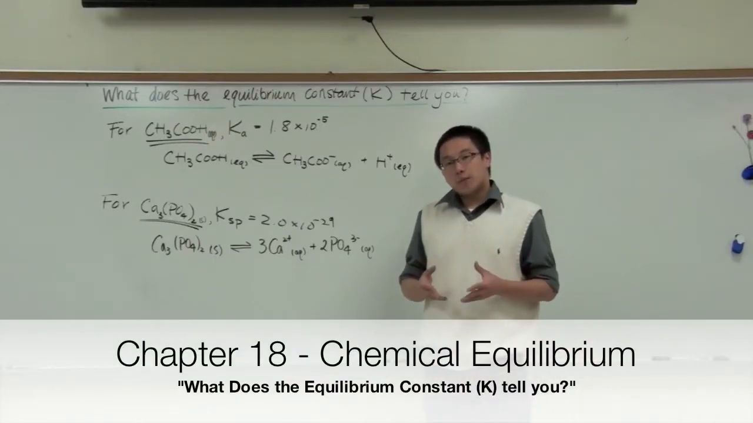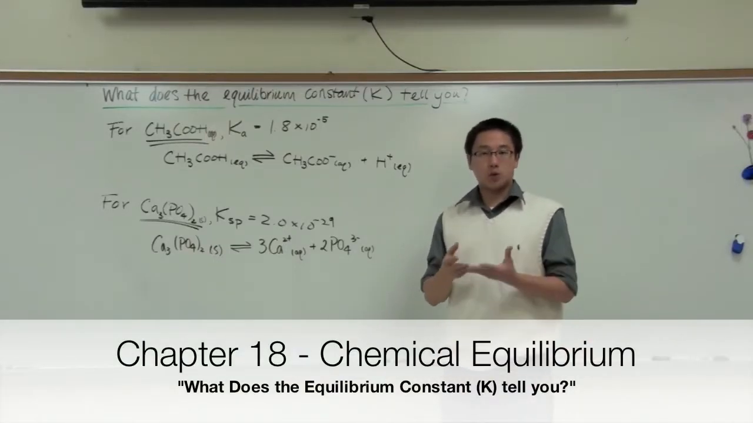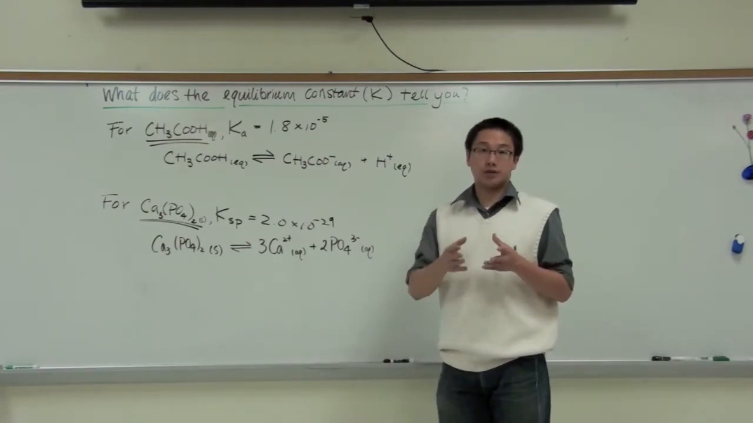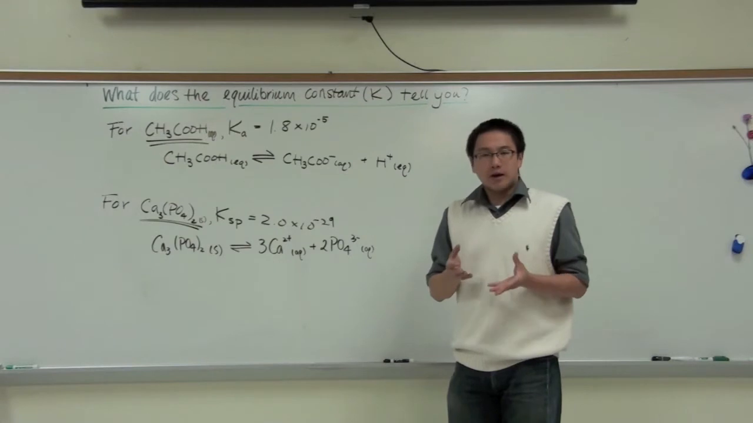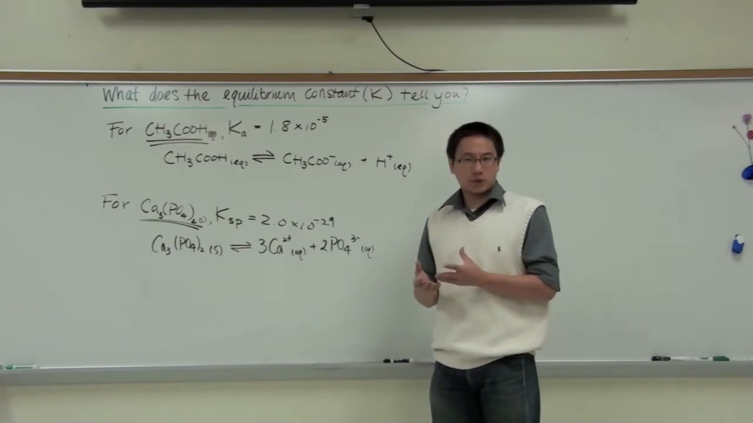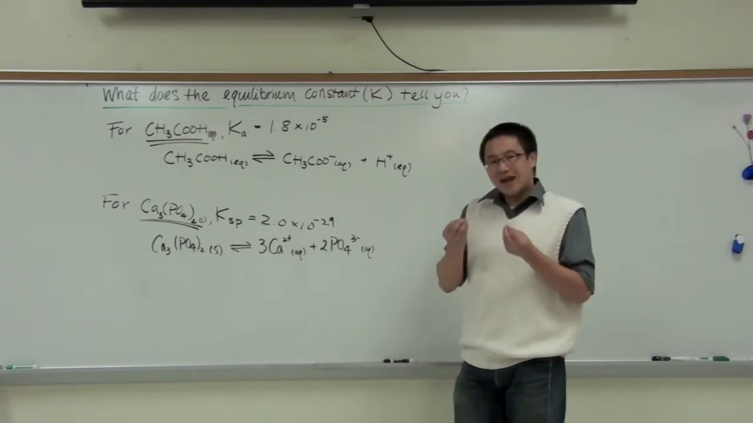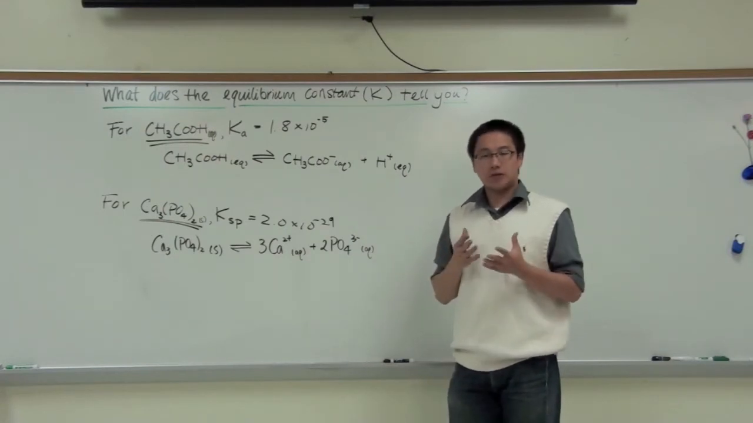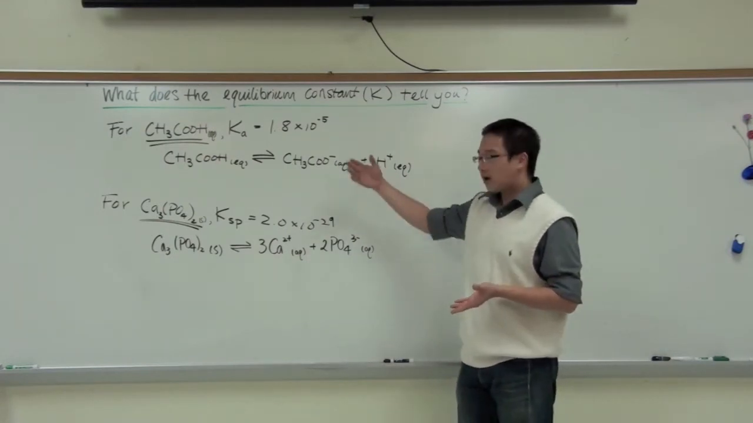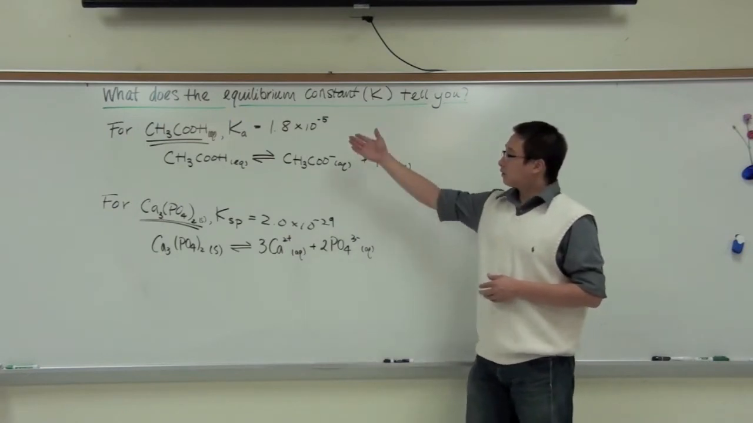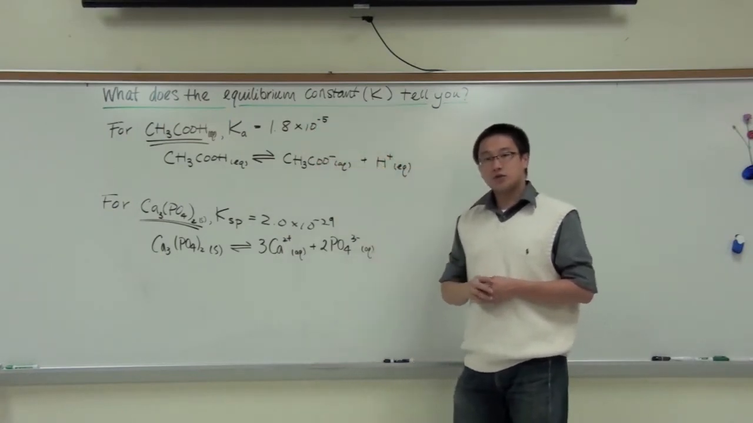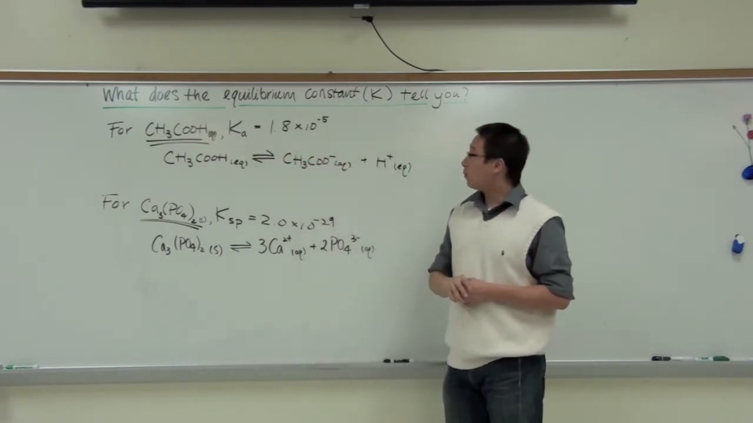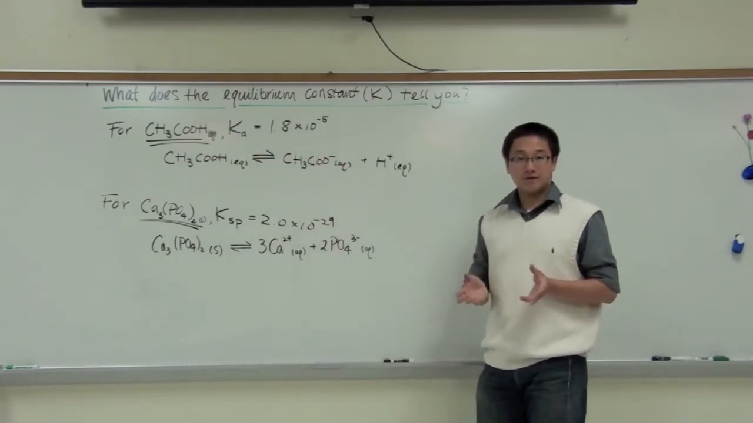So after we learn about how to write an equilibrium expression, how to understand a chemical reaction which is an equilibrium reaction, now we are going to look deeper at what the K value, the equilibrium constant, is telling us about the reaction. So here we have two examples. First, we have acetic acid, CH3COOH. The equilibrium constant is 1.8 times 10 to the negative 5.